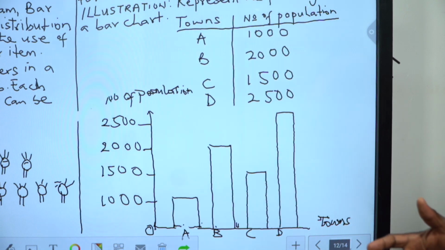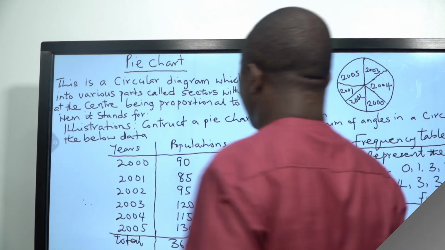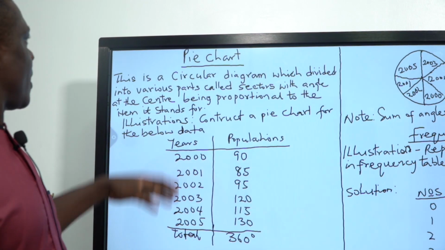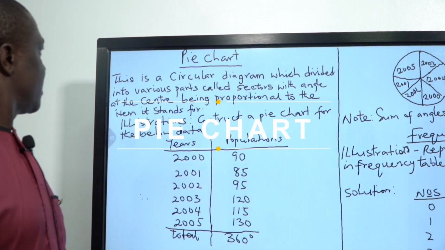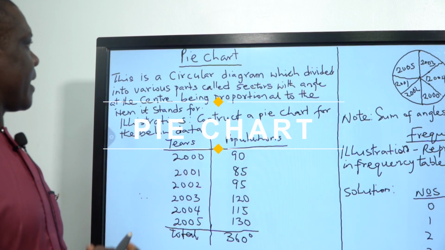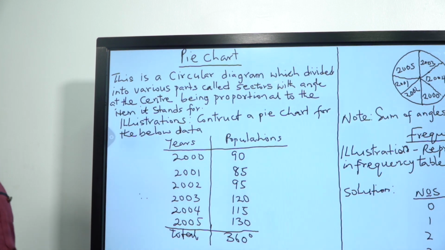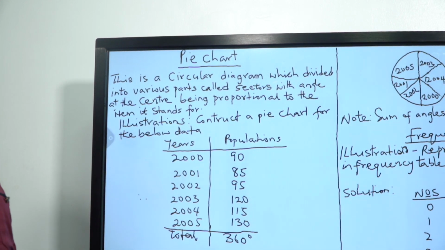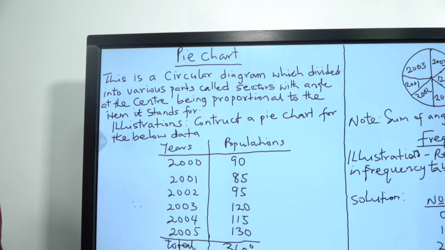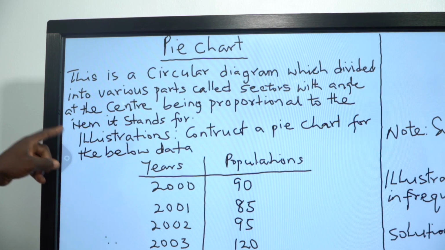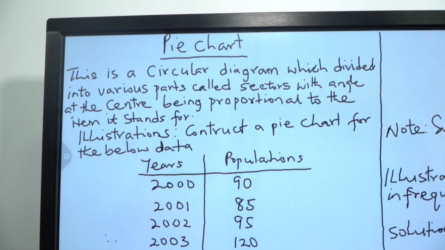You must make sure that the widths are the same thing. Having talked about a bar chart, the next one is a pie chart. We say that this is a circular diagram which is divided into various parts called sectors, with the angle at the center being proportional to the item it stands for.